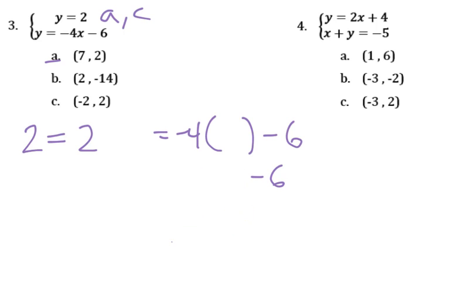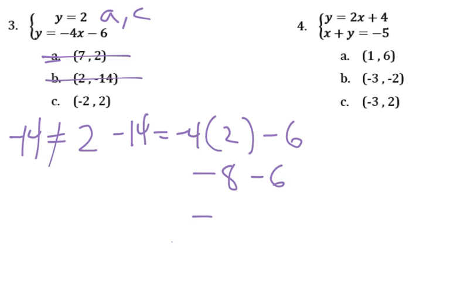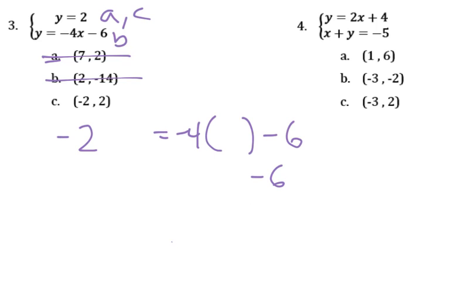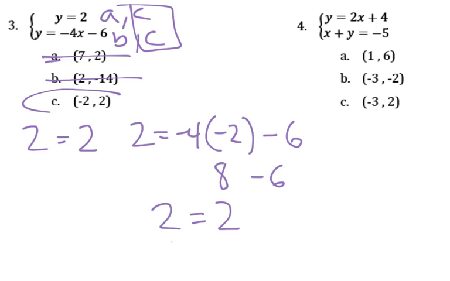Okay, now we try B. 2 and negative 14 definitely doesn't work. Okay, 2 and negative 14. Negative 4 times 2 is negative 8 minus 16, negative 14. So B does work on the second one, but not on the first one. So let's see if C works. Okay, we already know C is going to work for this one. So what about this? So 2 and negative 2. Negative 4 times negative 2 is positive 8 minus 6 is 2. So yes, C works. That's the one that works for both. There's our answer.